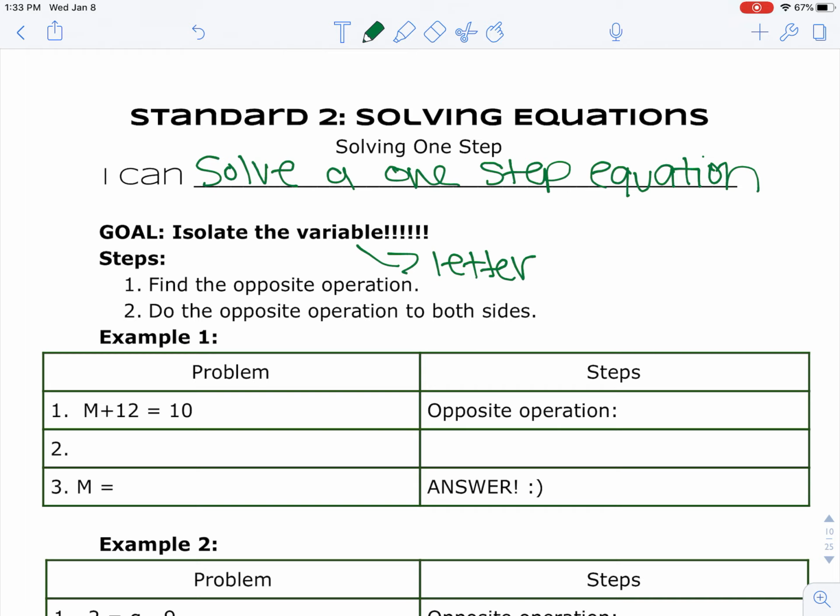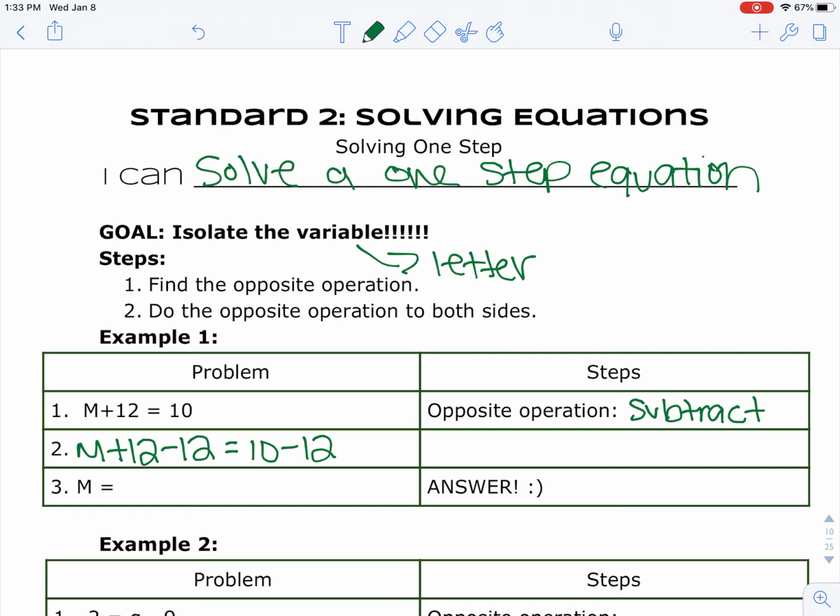So if I look at example 1, I have m plus 12 equals 10. So I have to think, okay, what's the opposite of adding 12? Well, the opposite would be to subtract 12. And if I do it to one side, I have to do it to the other side. So row 2 is going to be m plus 12 minus 12 equals 10 minus 12.